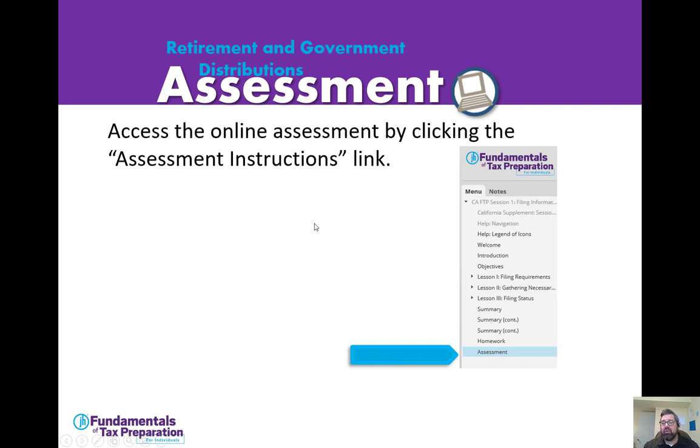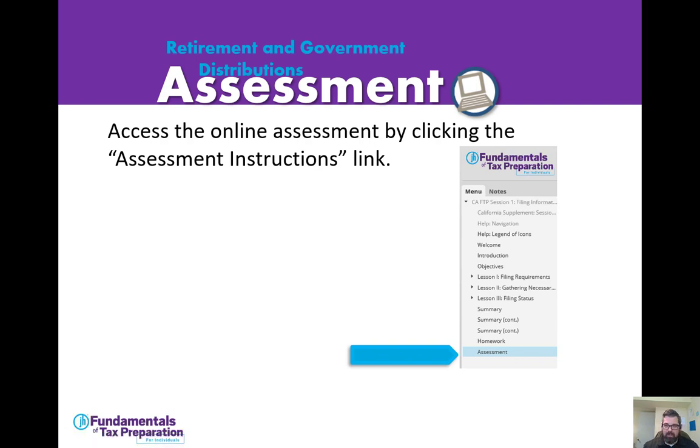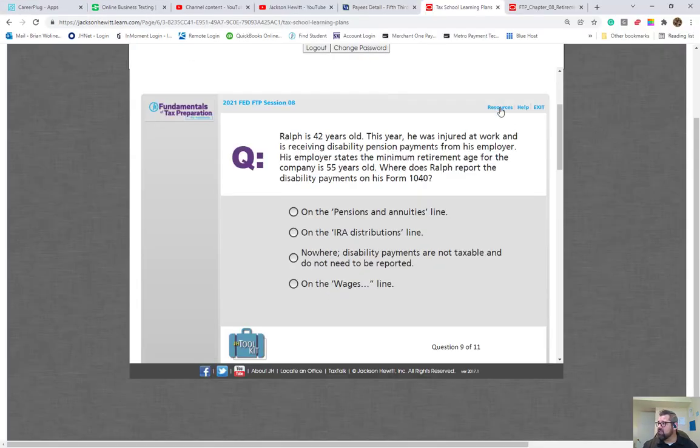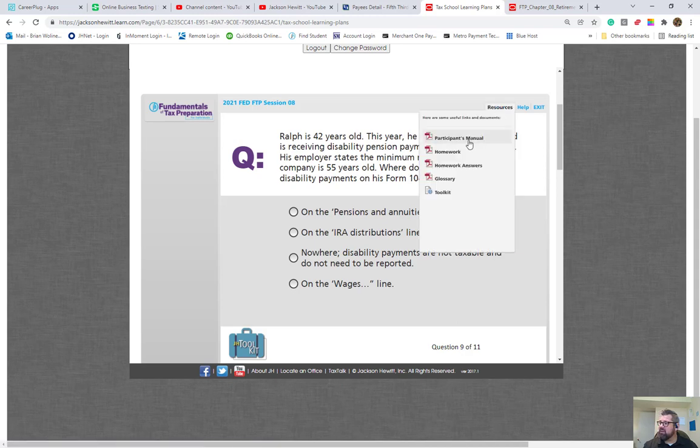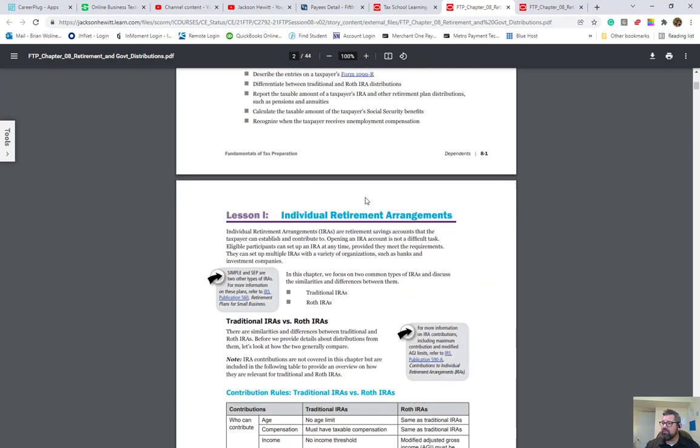I wish I had a tax school open. Yeah, here we go. Okay, so I do have a tax school open. Go up to resources right here. Click on resources, go to participants manual, and this gives you all the information that was presented to you in this section. So you can easily go through here while you're within the assessment and look up answers.